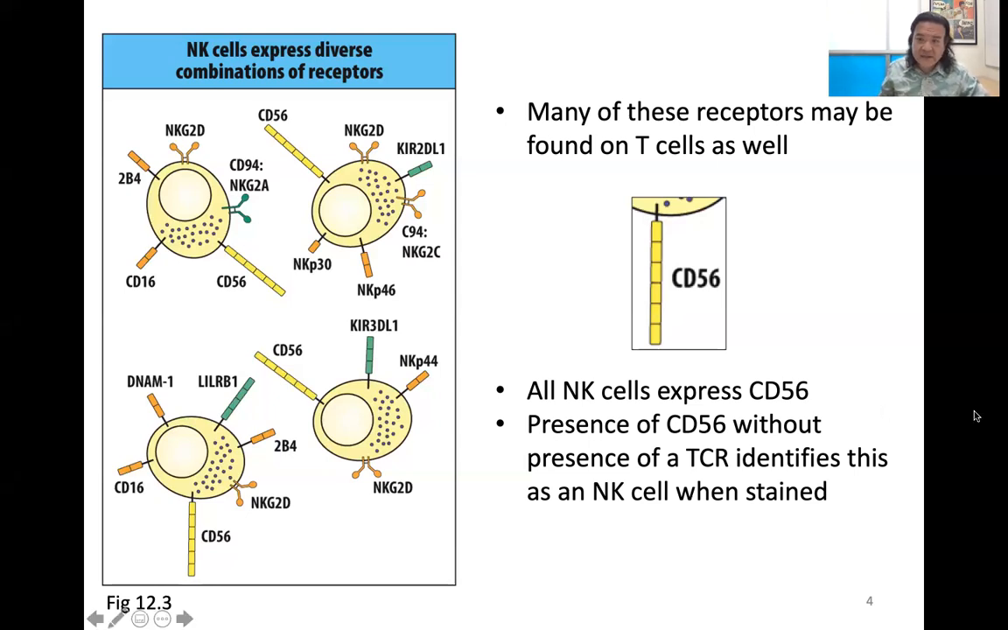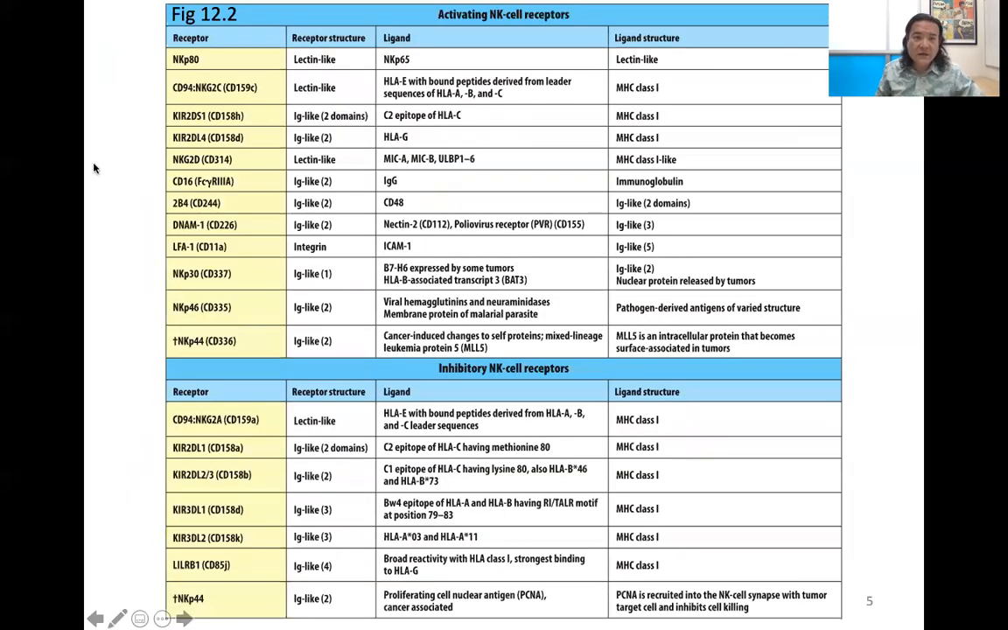So therefore, the presence of CD56 without the presence of T cell receptor identifies that this is an NK cell, right, when you stain it. So here is just a selection of this big library of 30 or so different NK cell receptors. I don't expect you to memorize this, right?